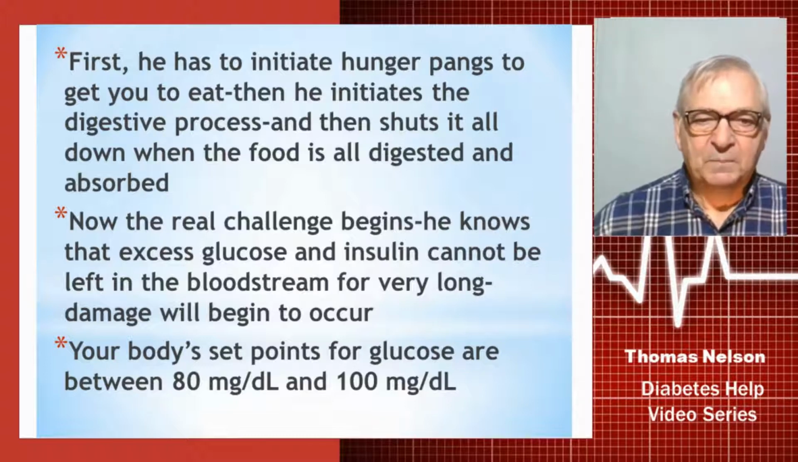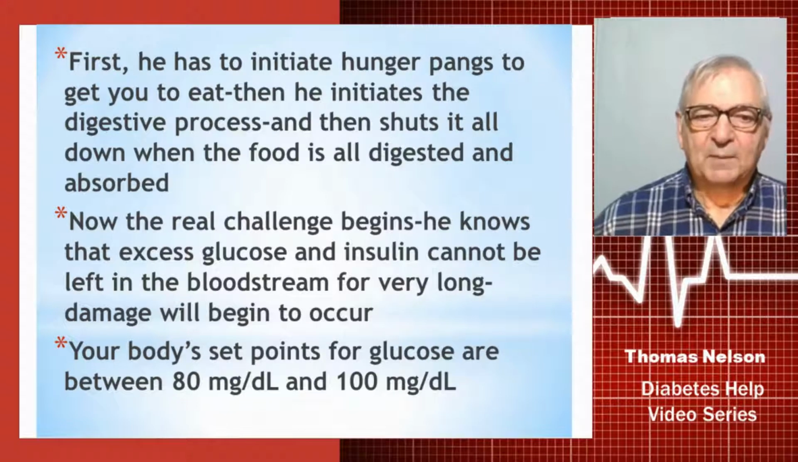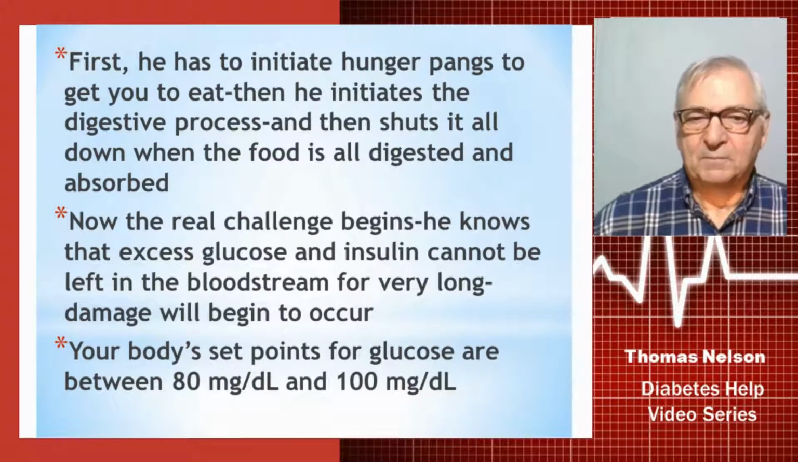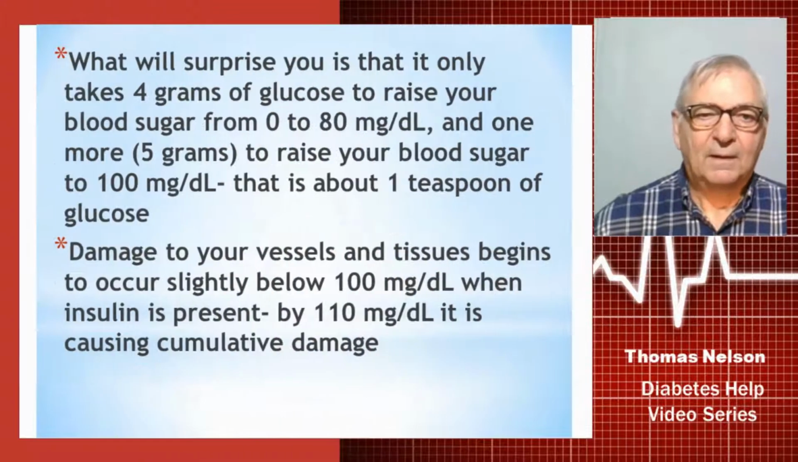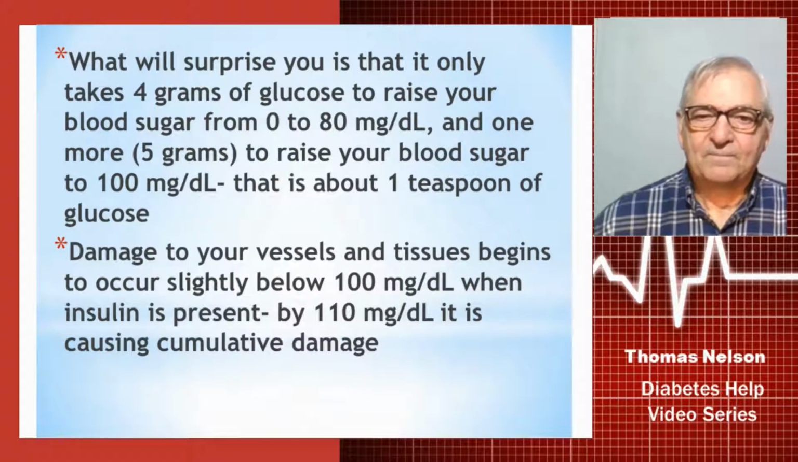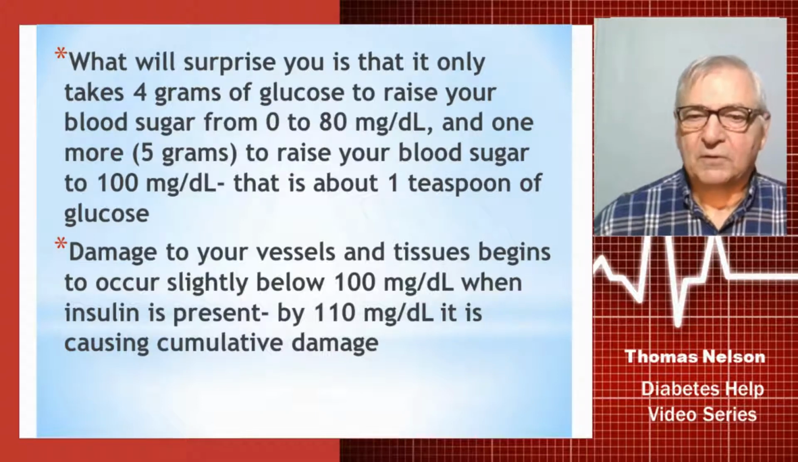So your body's set points for glucose are set by nature between 80 milligrams per deciliter and 100 milligrams per deciliter. That's as read on your glucose meter. What's going to surprise you is that it only takes 4 grams of glucose to raise your blood sugar from 0 to 80, and another gram, just one more, to raise your blood sugar to 100 milligrams per deciliter. So that's only about a teaspoon of glucose. That's about the size of a cube of sugar.